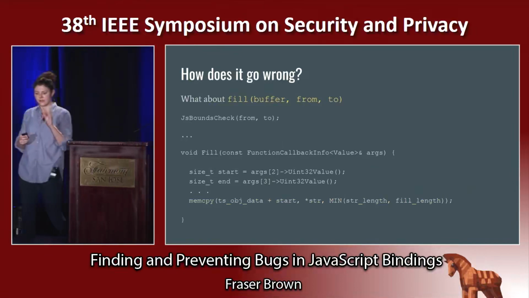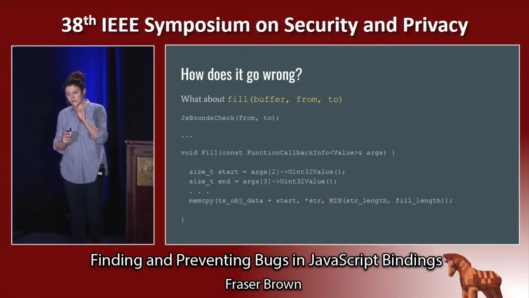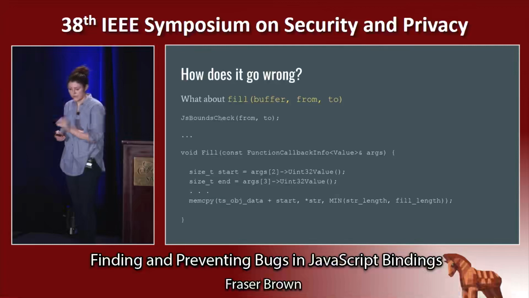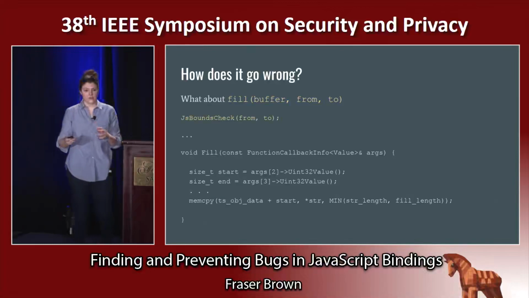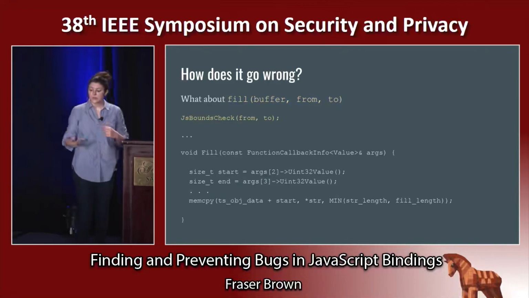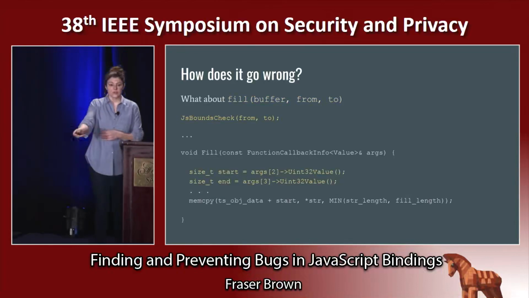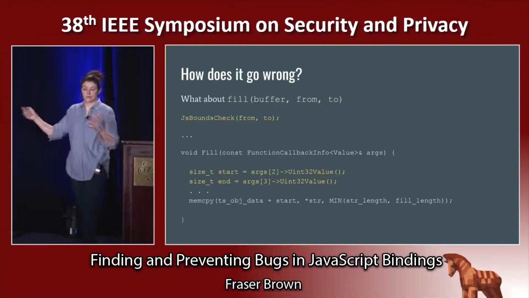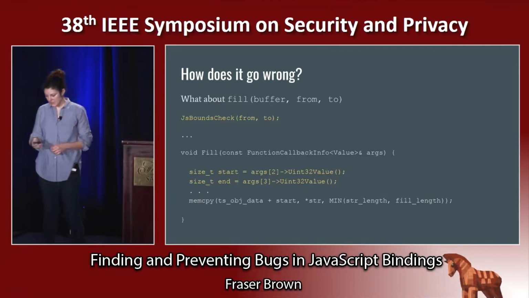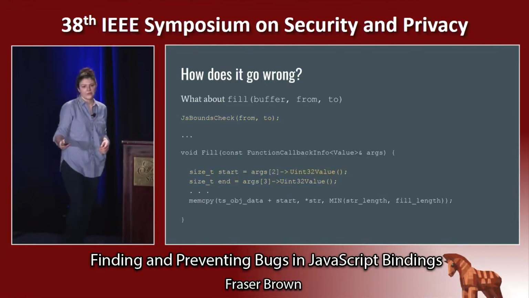We need to choose some from value and some to value, such that we pass this JavaScript bounds check here, but we're still able to get malicious values here so we can write outside of the bounds of the buffer. To do that, we have to look at the uint32 value function.